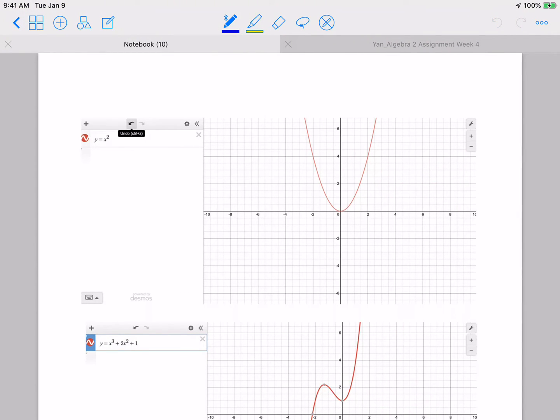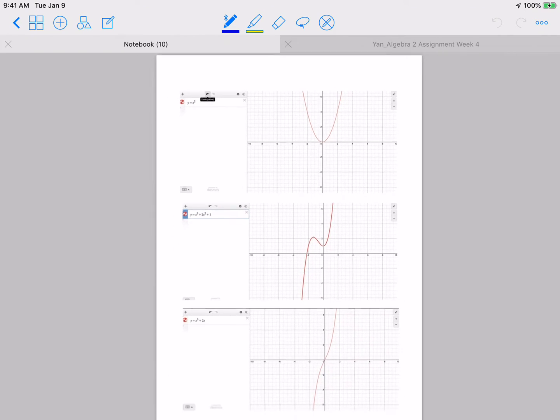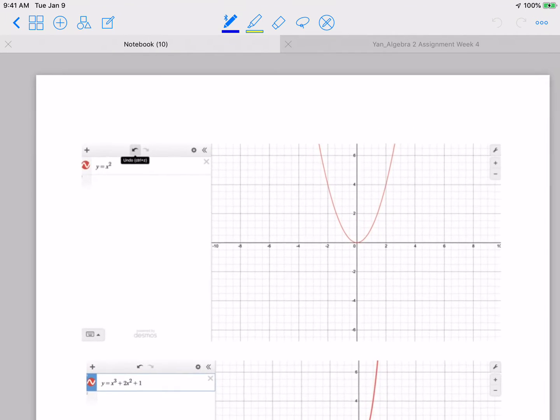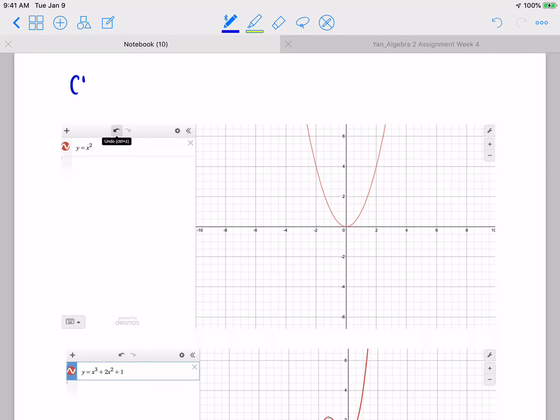This one, I have attached some graphs to it. These ones right here are already functions. You can check it with your vertical line test. And now I'm gonna use these graphs to check whether it is invertible.